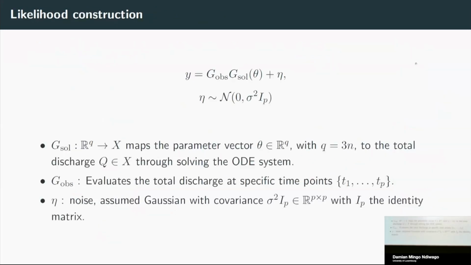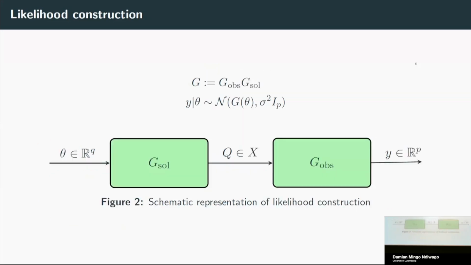So since it's a Bayesian approach, we have to define our likelihood, and in that light, we first of all introduce some notation. So here, Y represents the discharge, while G_OBS and G_SOL are known as observation operators. G_SOL actually solves the ODEs for us, while G_OBS enables us to observe the results at specific time points. And of course, eta is the noise, which we assume to follow a multivariate Gaussian distribution. And so this is a schematic view of what is happening.